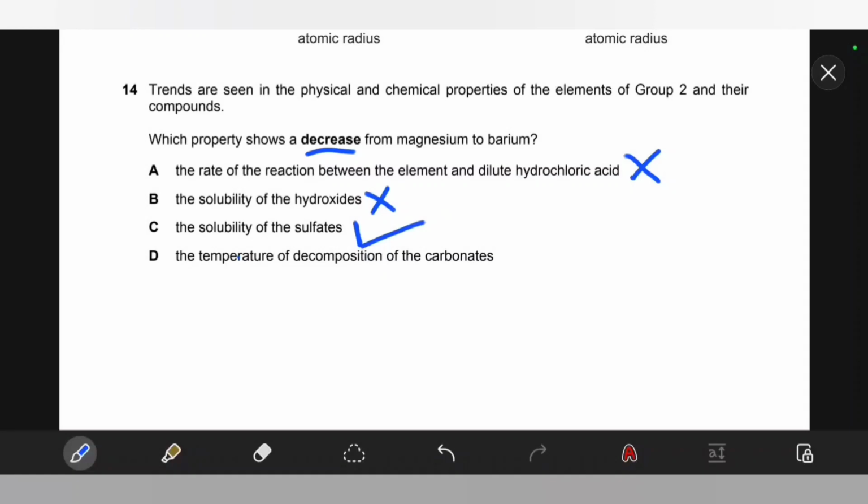Let's look at D first. The temperature of decomposition of the carbonates. This actually increases down the group, so this is also wrong. So our correct option is C.